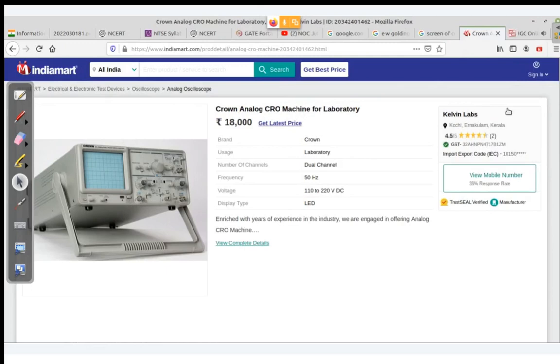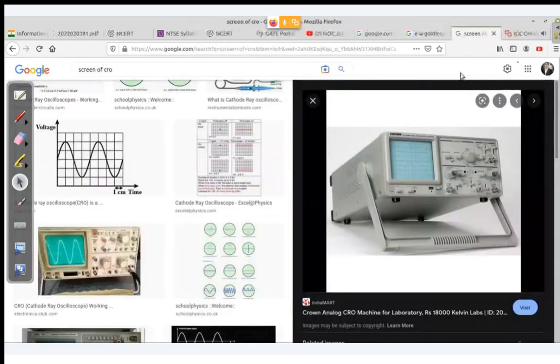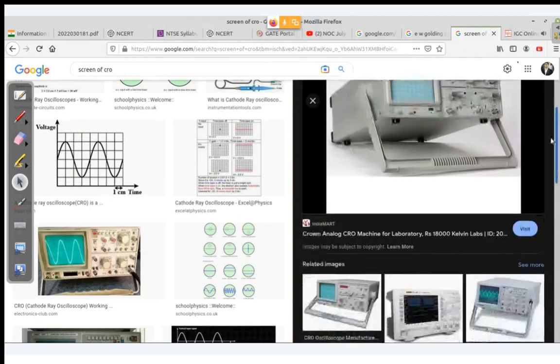I don't know why the images are not opening today. This is also not opening. So there is a slope setting present, okay? There is a switch basically, positive slope and negative slope. But I am not able to see this over here.